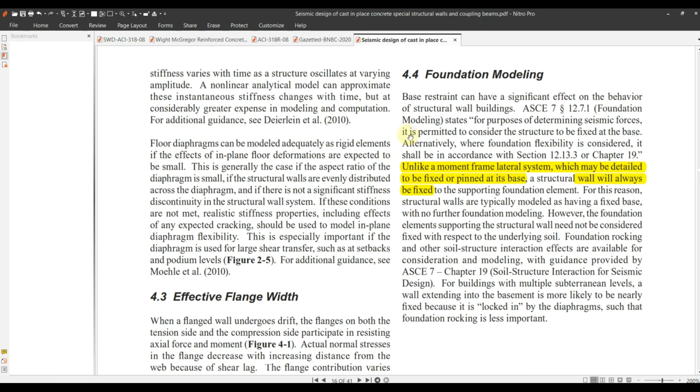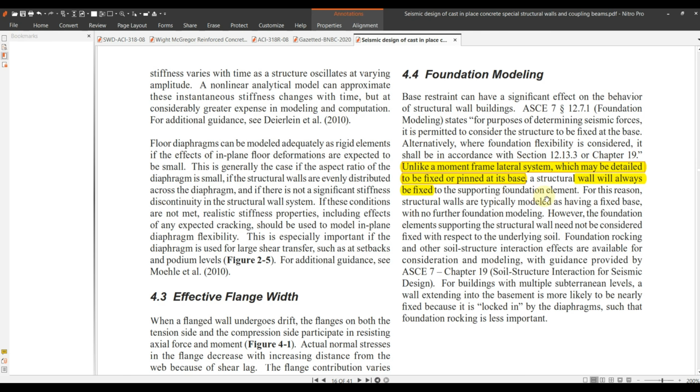Let us go back to the document. The document says that base restraint can have a significant effect on the behavior of structural wall buildings. ACI states, for purposes of determining seismic forces, it is permitted to consider the structure to be fixed at the base. Alternatively, where foundation flexibility is considered, it shall be in accordance with the relevant section.